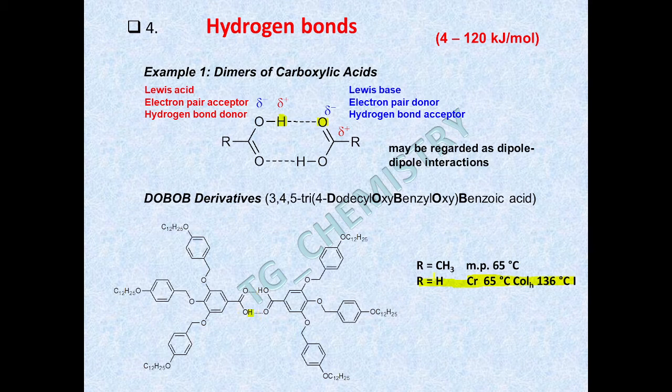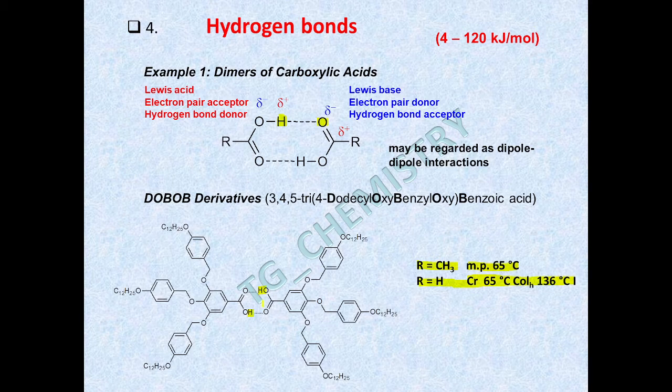Now if we break the hydrogen bonding by putting an R group instead of hydrogen, so if this is a methyl group, that means there is no option for any hydrogen bonding, then this becomes a mere crystalline structure having a melting point of 65 degrees centigrade. So we can understand how important hydrogen bonding is for the inclusion of a new property of liquid crystallinity in a dimer structure of carboxylic acid derivatives.